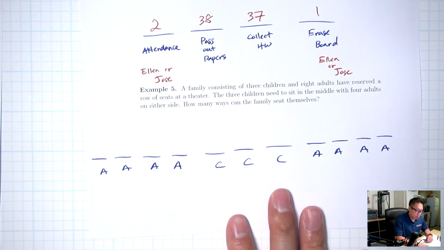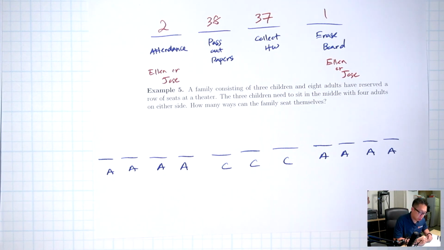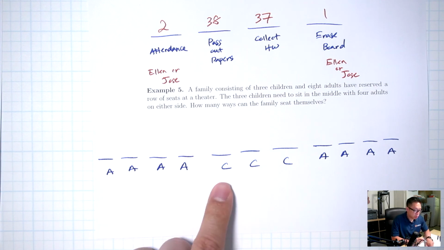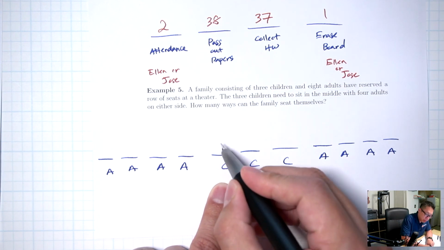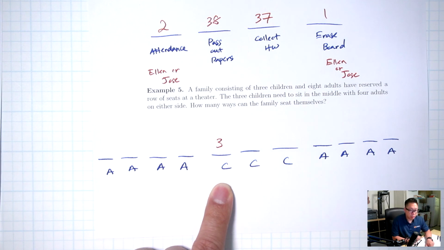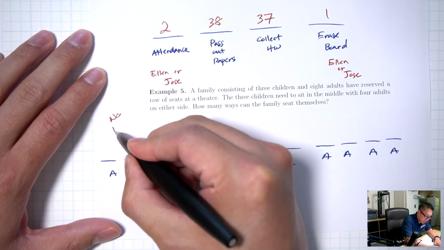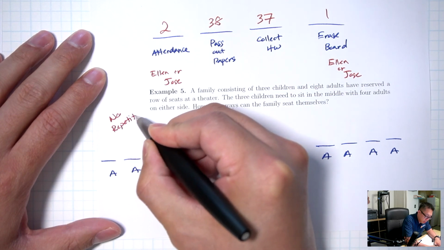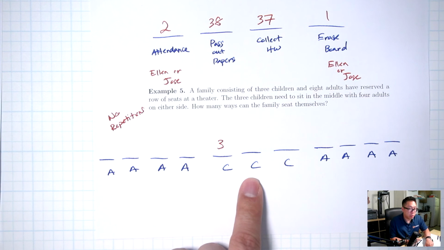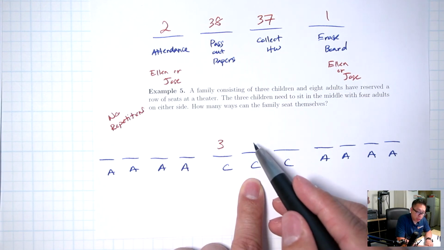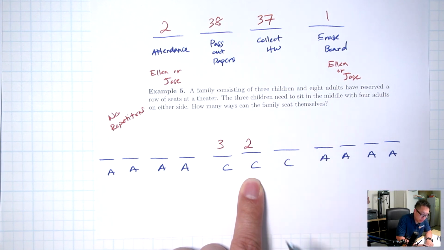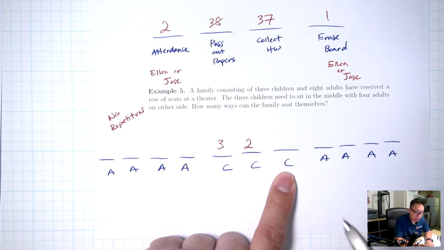Let me start with the children in the middle because it looks like those are the most restrictive. For the first child, how many options do I have? There's 3 children total. So for that first child, I should have 3 options. We're talking about people here, so once again, no repetitions. For the second child here, because there's no repetitions, I don't have the full 3 anymore. I should be down 1 child to 2. And for the same reason, I should be down another child to 1.